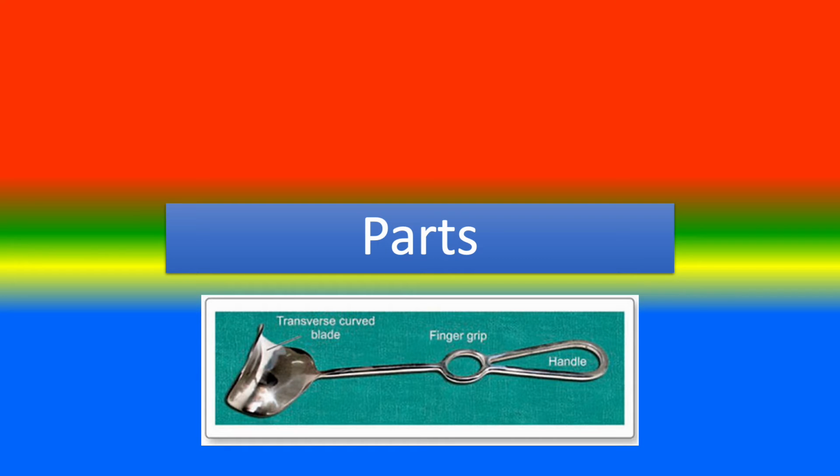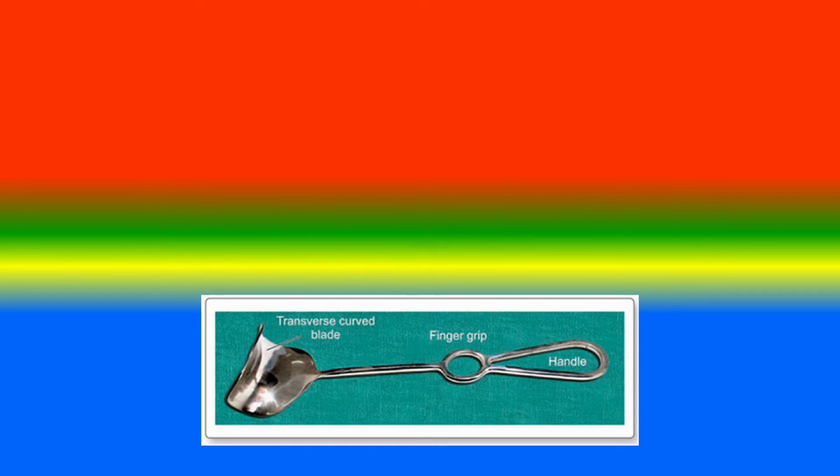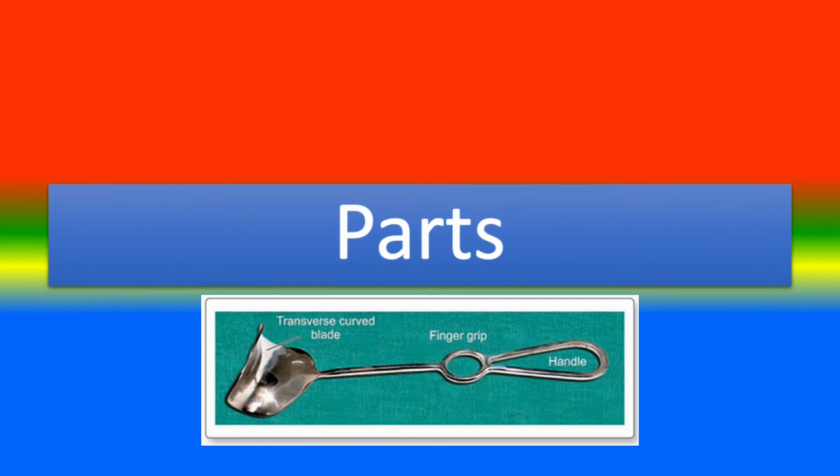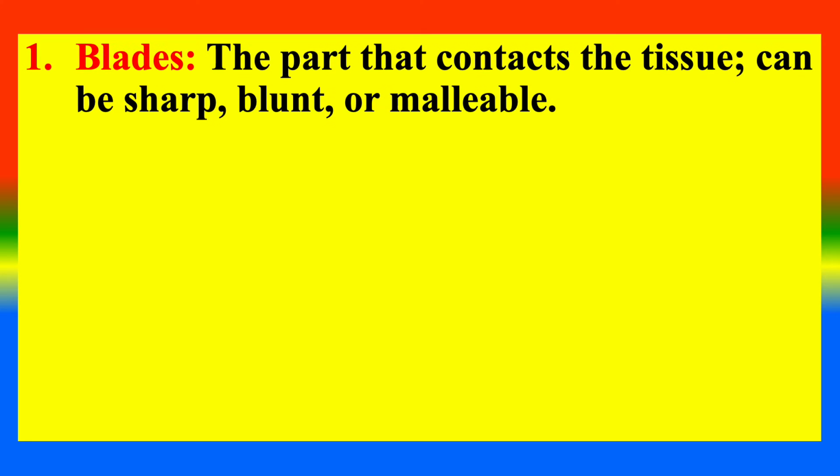Parts. Look at this picture, it shows the parts of retractors in detail. First part, blades, the part that retracts the tissue, can be sharp, blunt, or malleable.